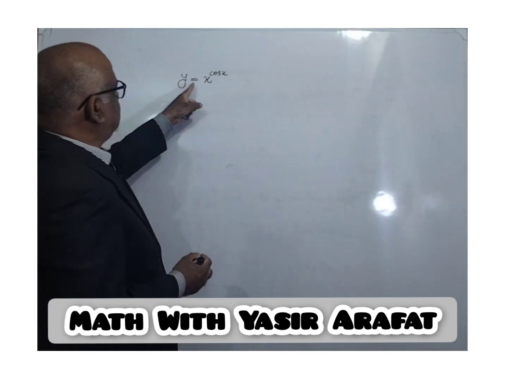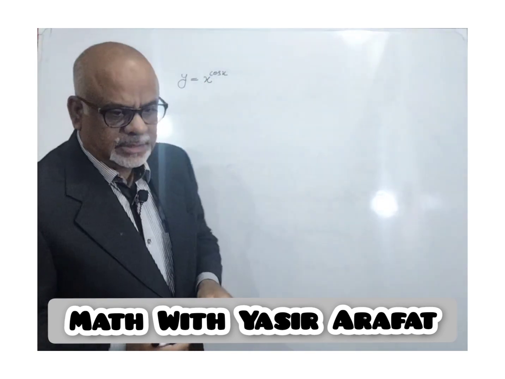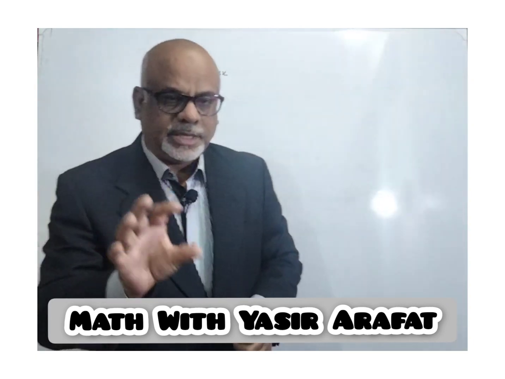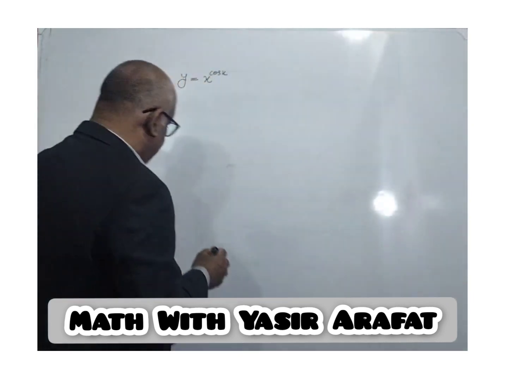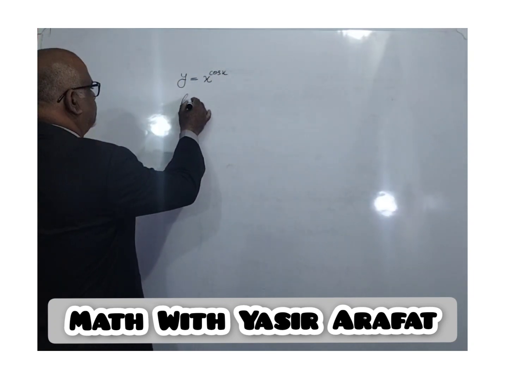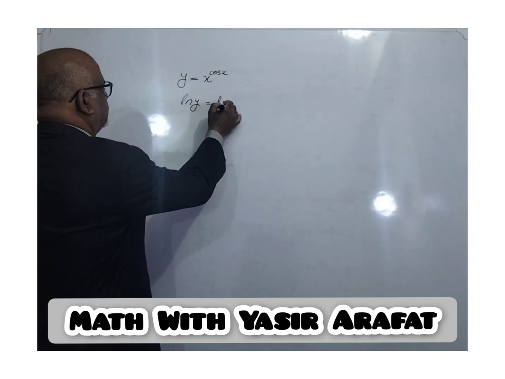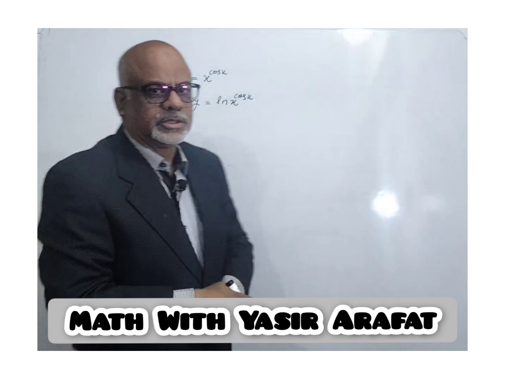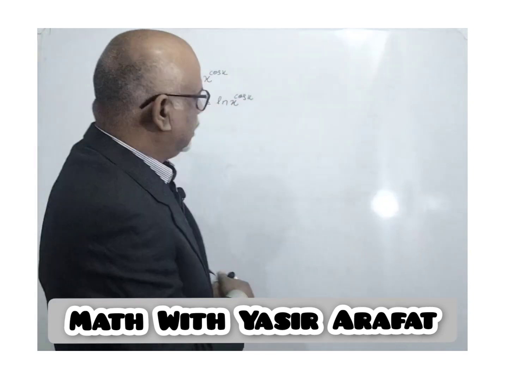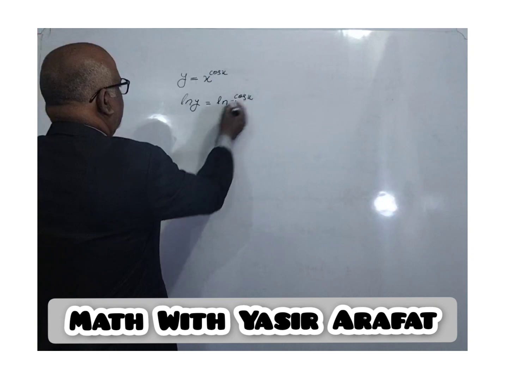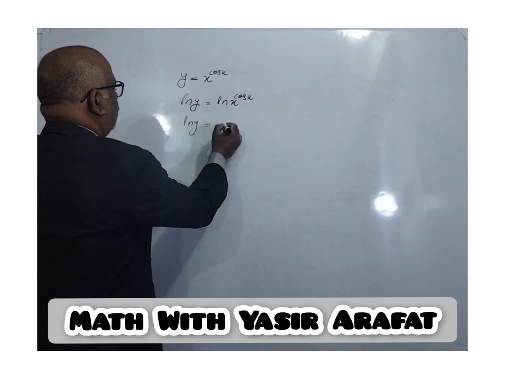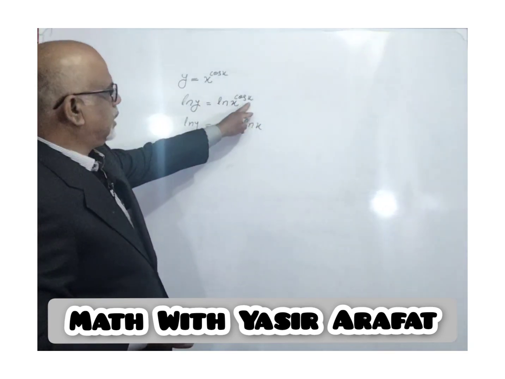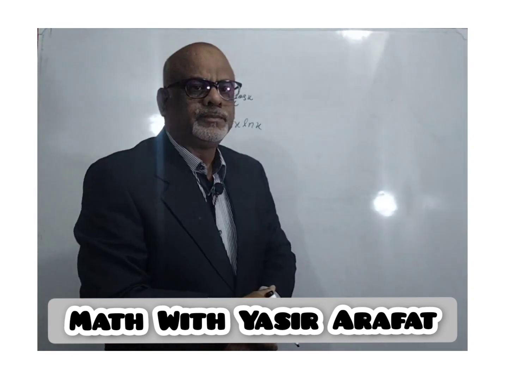So this is y is equal to x cos x. This is the general exponential function. So what strategy to adopt here to find out the derivative? First we have to take ln on both sides. We have the property of logarithmic function that the power becomes the coefficient of ln function.